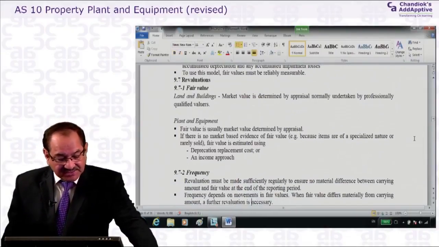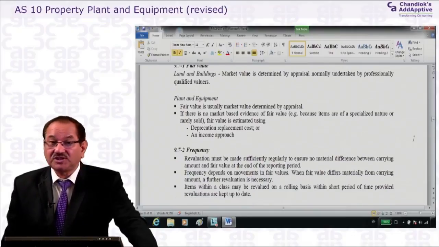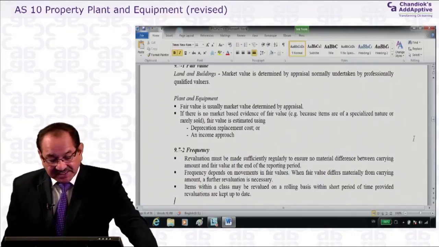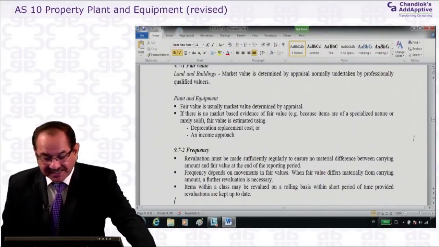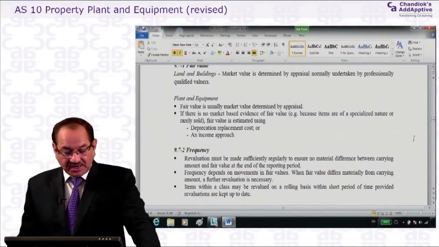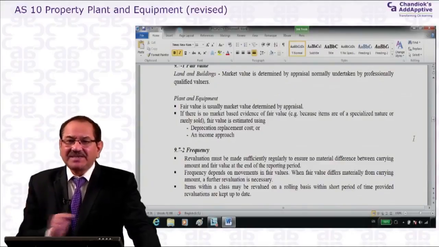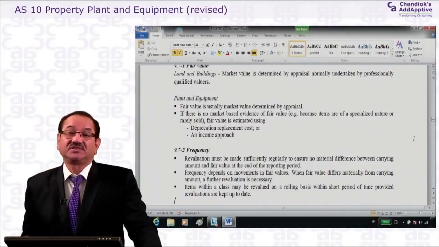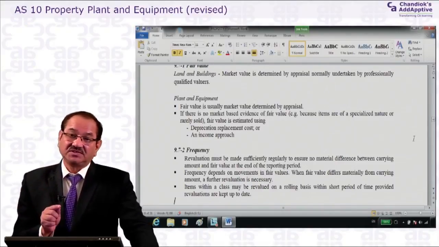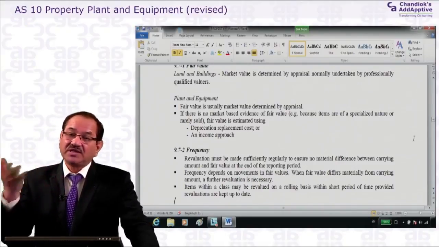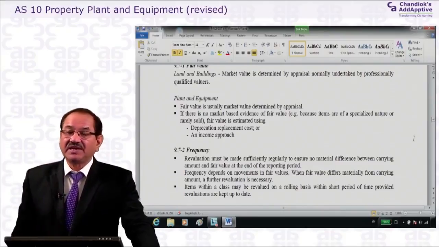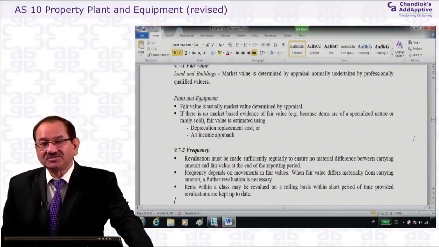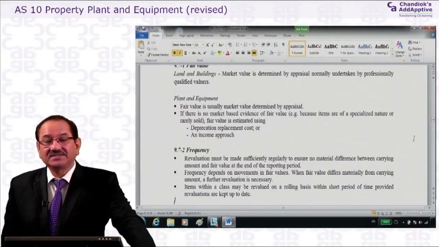What will be the frequency of revaluation? Once you follow the revaluation model, revaluation must be made sufficiently regularly to ensure no material differences between the carrying amount and fair value. Whenever there is a material difference in the fair value, you have to revalue again. It's a continuous process. It is not that once you do it, you will not do it again. That's not the revaluation model, which was there in the earlier standards also. There is a lot of guidance in that.